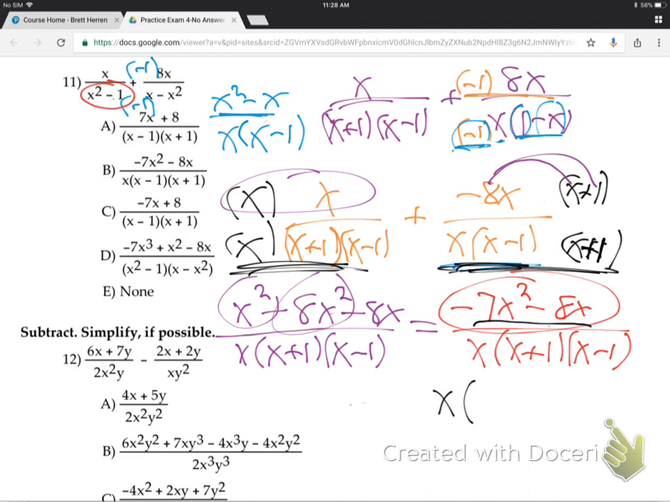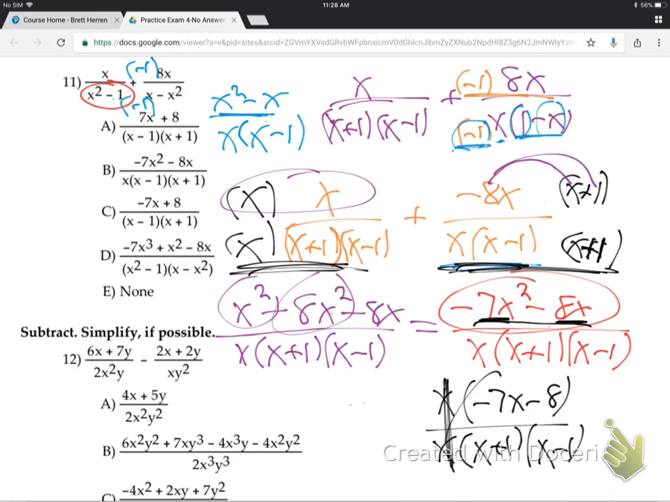They do have x in common, don't they? And then that's minus 7x minus 8, right? What's in common? These guys both have x. Take it out. And that makes this cancel, doesn't it? And so here is the answer, which is not there after all that.